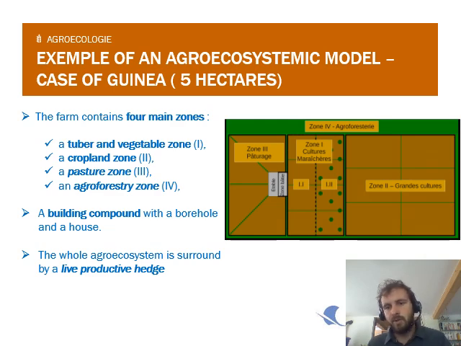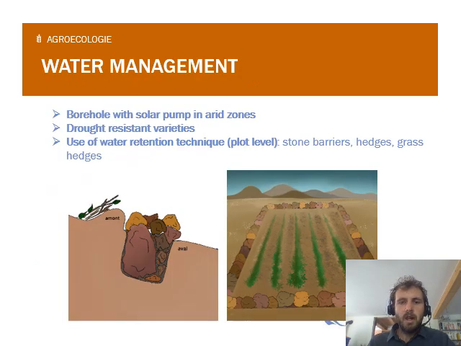So just to introduce the farm, now we will go more into detail on the different practices that we use and in the different zones. First of all, about the water management in this farm of Guinea, we have a borehole with a solar pump because it's an area with a really dry season. We use drought-resistant varieties as much as we can, and we use water retention techniques that we saw in this lecture at plot level: stone barriers, hedges, grass hedges, so this grass belting around the plots.